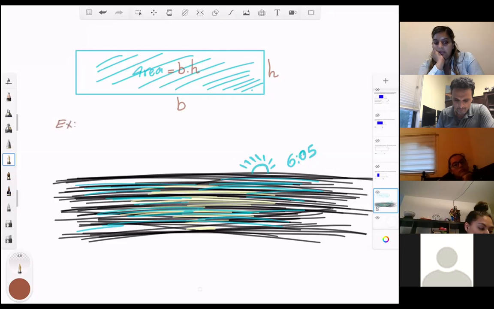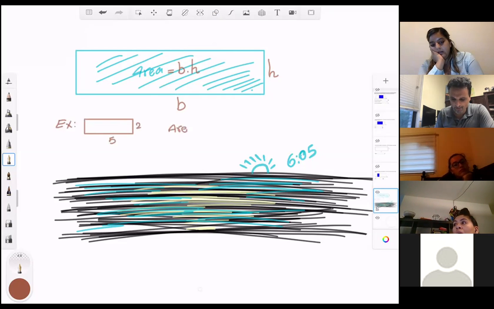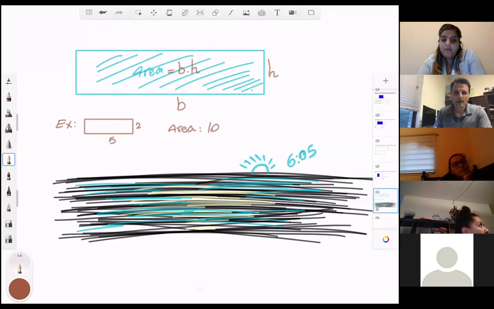Example, we have a rectangle. The base is 5, the height is 2. What is the area? 10. Good. You wish to have a question like this in homework, it is 10. Great. If this is inch and that's inch, what is the area? 10 inches squared.